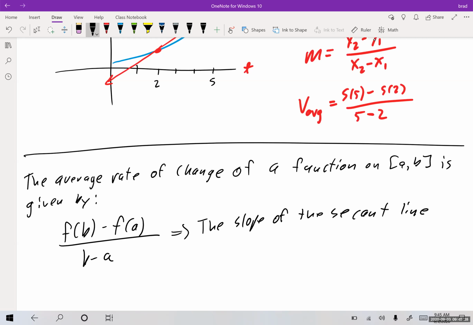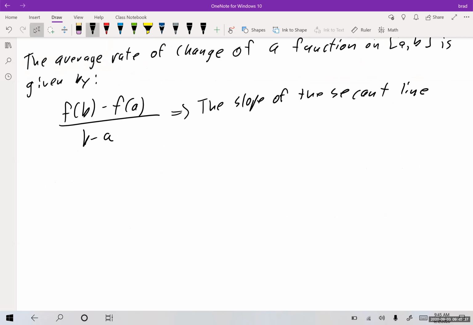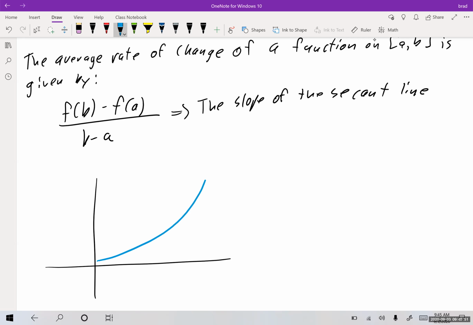So we have the slope of the secant line. What we could do is take a graph similar to the one before. I'm just going to draw some shape like this. I want it a little steeper than that.